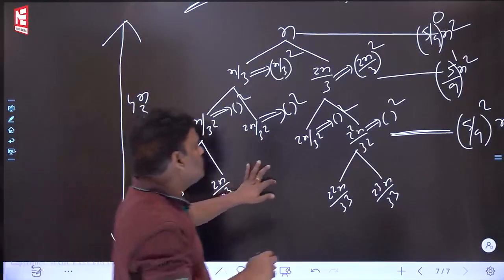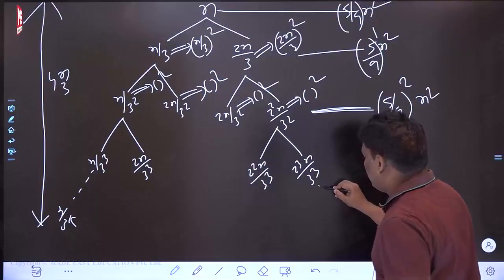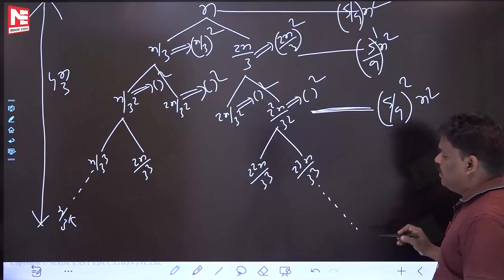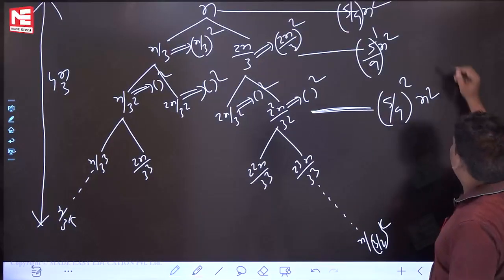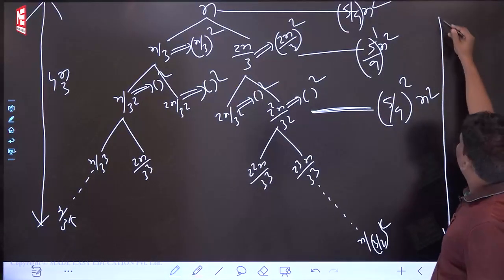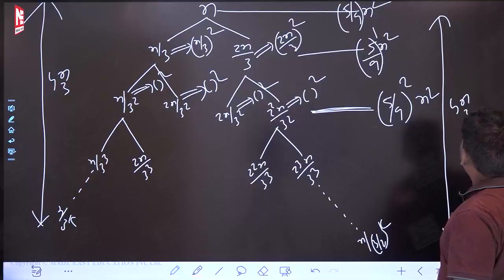Next one. On the right, we always multiply by 2 by 3, so divide by 3 by 2. So it is n by (3/2) whole to the power k. Can you say what the k value is on the right side? What is the answer? Log n base 3/2.